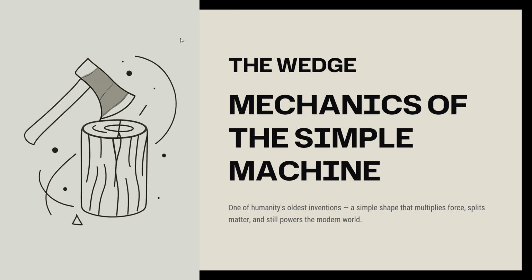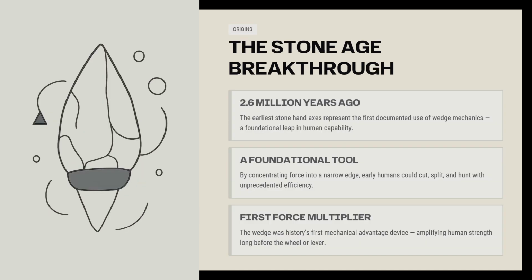Dissertation on the wedge, one of humanity's oldest inventions and a fundamental simple machine. A wedge is essentially a portable inclined plane formed by two sloping surfaces joined back to back that taper into a thin edge. Dating back 2.6 million years to Stone Age hand axes, this ancient breakthrough multiplies force and splits matter to power both traditional tools and modern engineering.